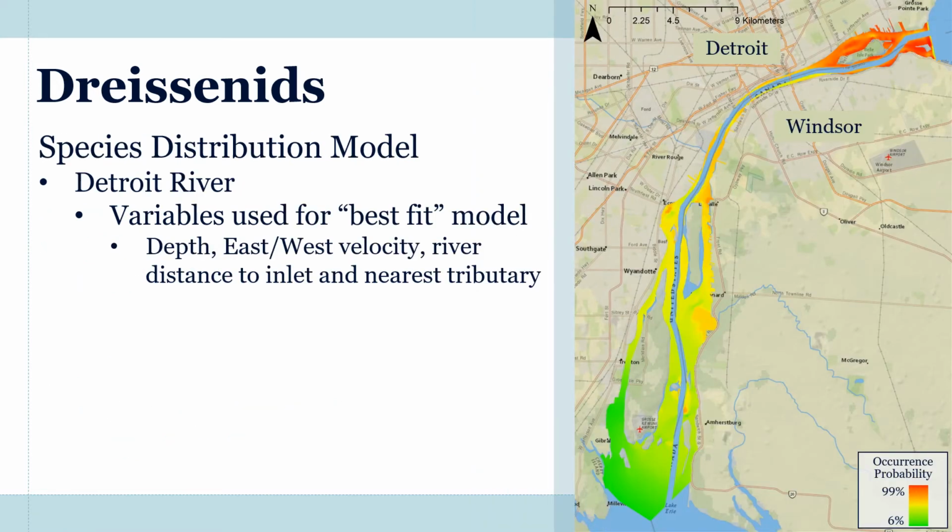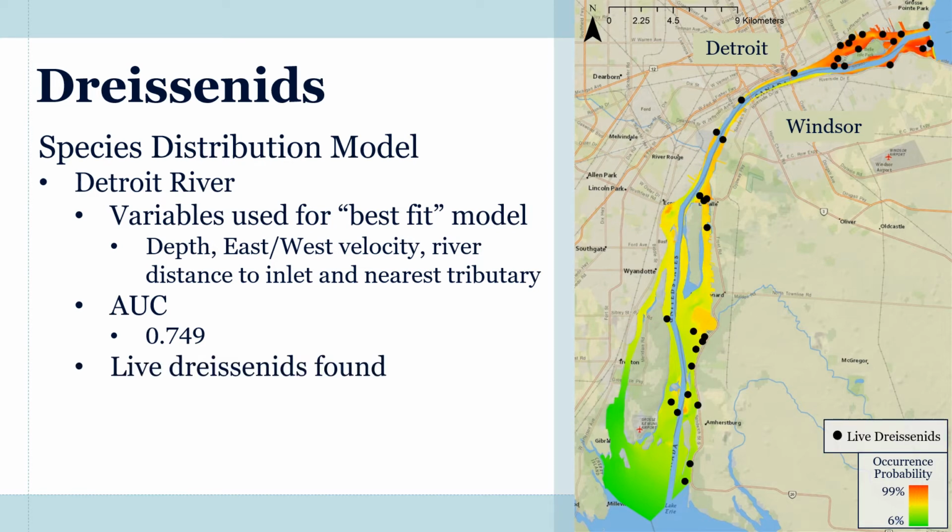So here's the Dreissenid species distribution model for the Detroit River. This model used 4 variables: depth, east-west velocity, and river distance to the river's inlet and nearest tributary. This model has an AUC of 0.749. And as shown by this map, the red coloration represents a high probability of Dreissenid occurrence, and the green coloration represents a low probability of Dreissenid occurrence.